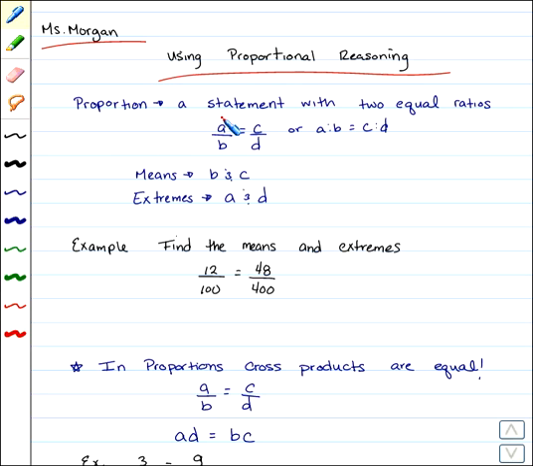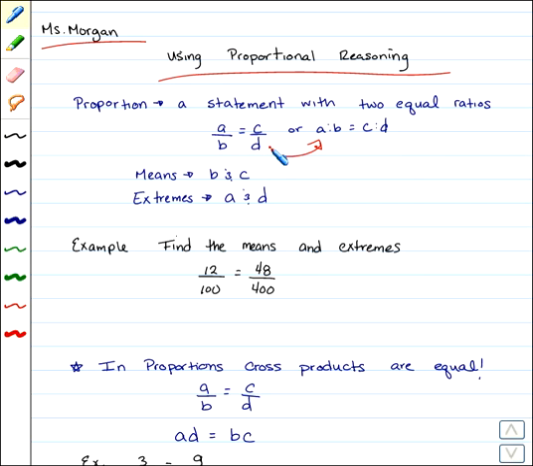Now, proportions are just statements with two equal ratios. We know a ratio can represent a fraction, so when we have two that are set equal to each other, they're called a proportion. So that means that A is to B the same way C is to D. So we can rewrite it this way: A to B equals C to D.